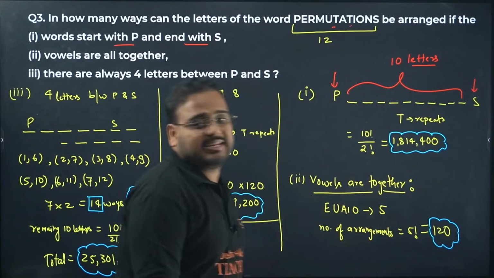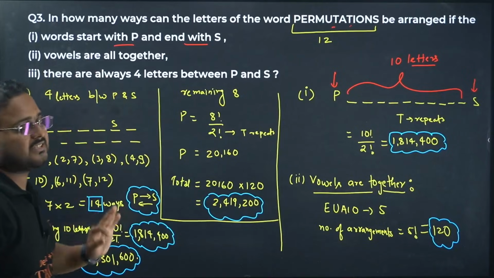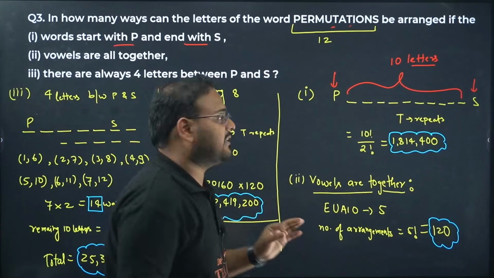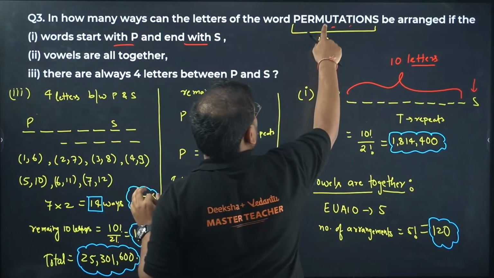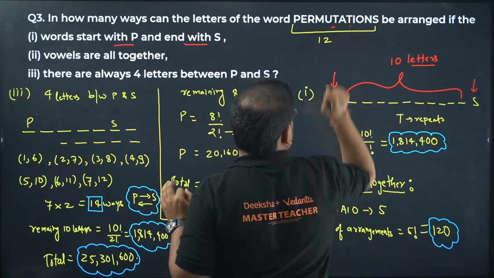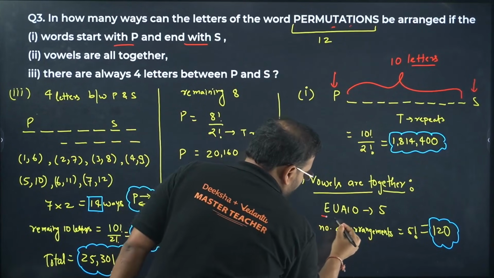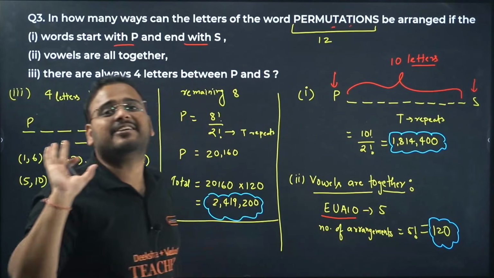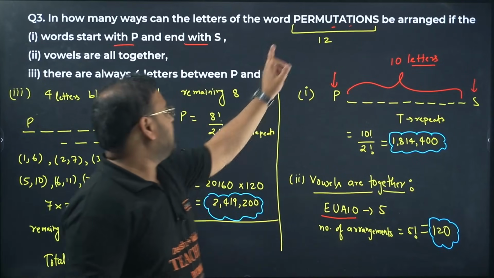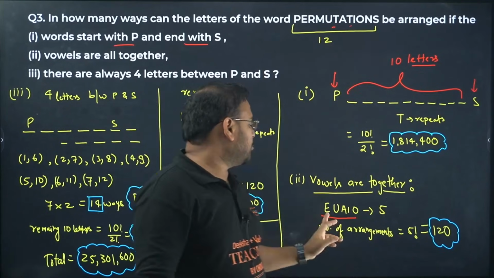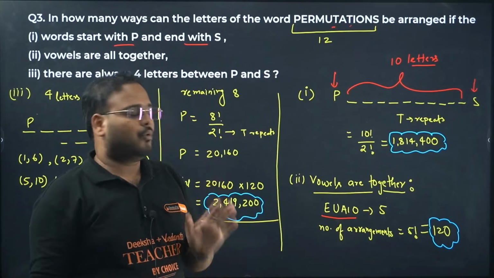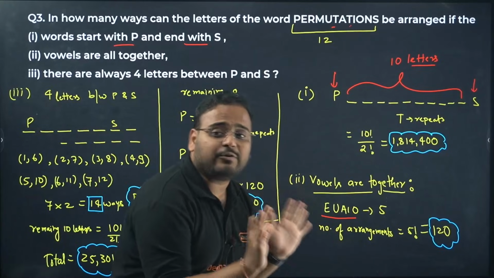Vowels are together. The second part is when the vowels are together. Let's figure out how many vowels there are. We have E, U, A, I, O. I wrote it exactly in the same way to not have any confusion. Total how many are there? 5. Okay, so I have to keep all the 5 together.